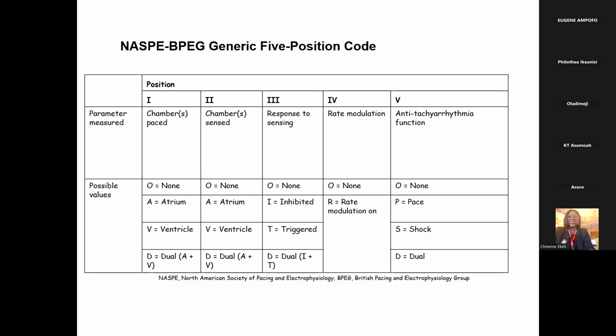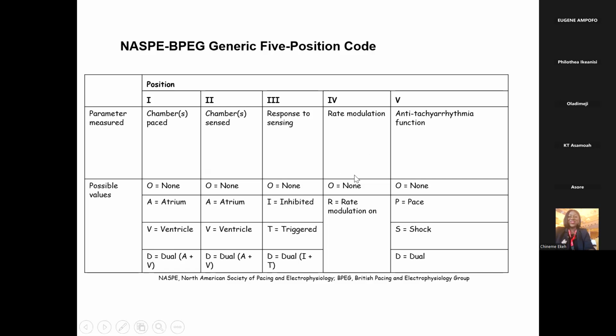Meaning that inhibit simply means when you sense, do you inhibit pacemaker discharge? Trigger means you just trigger the discharge, you don't mind the sensing. And dual means that you do both. Okay, that means if you need to inhibit, you inhibit. If you need to trigger, you trigger. Or no response. None, no response.